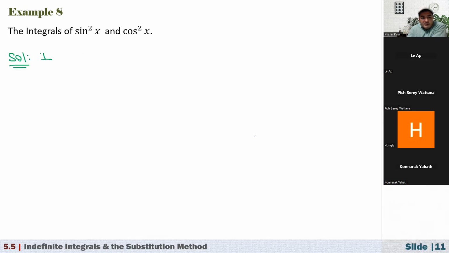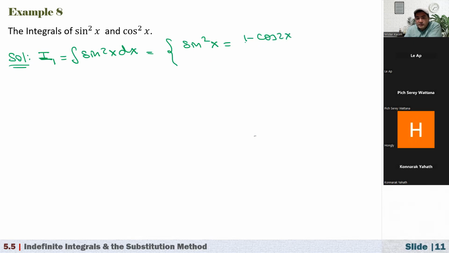Let's say this I1 is equal to the integral of sine squared of x dx. How to integrate this? Directly we cannot do that. To do this, I have to reduce the power of this sine. I know how to integrate the sine function, right? It is just equal to the cosine function, but sine squared, we cannot. So we are going to use this identity. We know that sine squared of x is equal to 1 minus cosine of 2x, over 2, right?